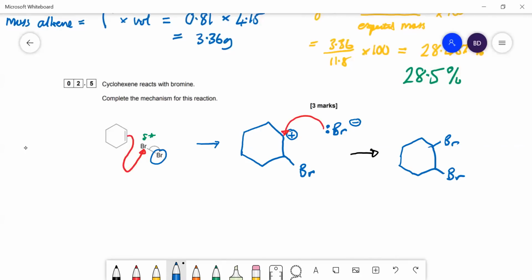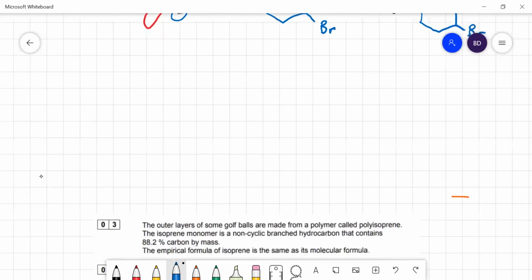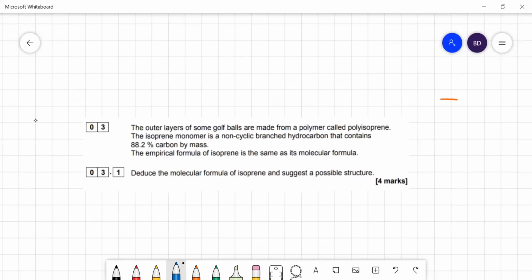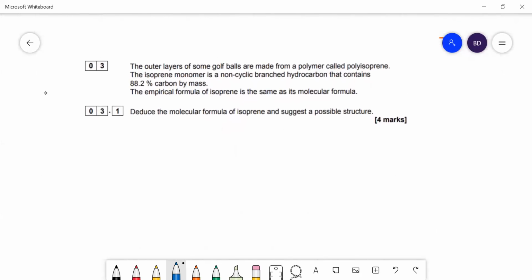Okay, so that's reasonably straightforward. Now we've got to work out an empirical formula. It gives us the percentage of carbon by mass. It's a hydrocarbon. It's non-cyclic. Sorry, it is branched. All right, so let's work out the empirical formula.